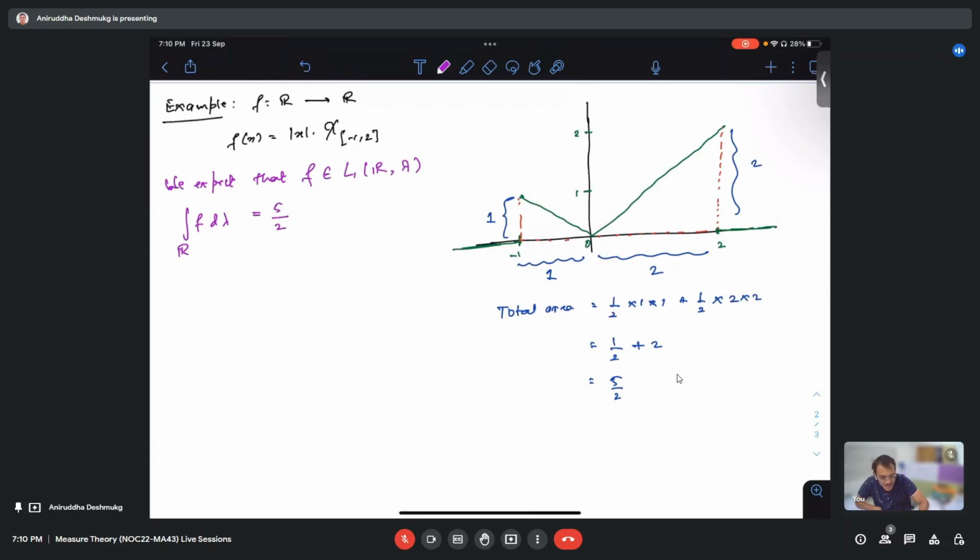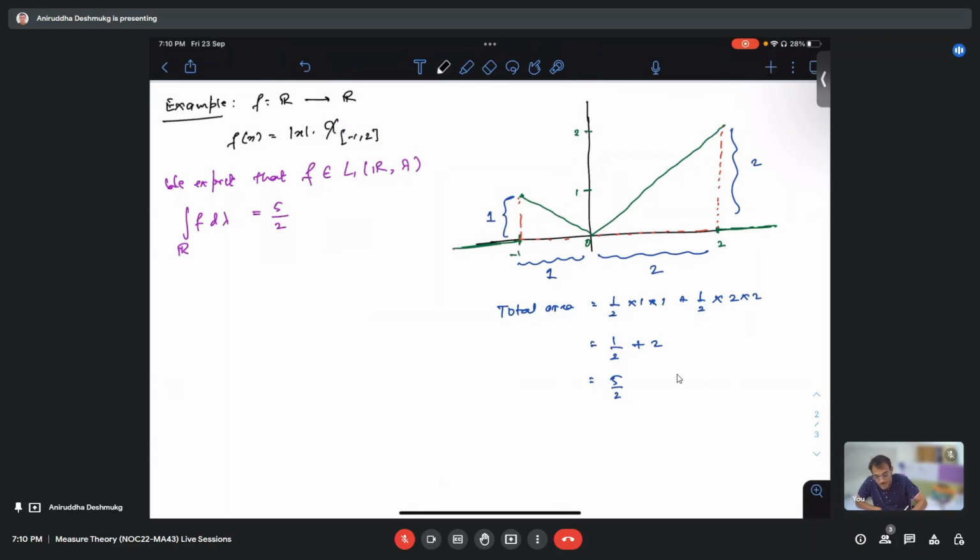Notice that this is a truncated function. If it were not truncated at any side, for example, if it were minus infinity to plus 2 or minus 1 to plus infinity, then it would not have been integrable. At least we would not expect it to be, because then one of the triangles would be infinite and hence it would have infinite area. So let us see whether such a thing is really happening in our case.